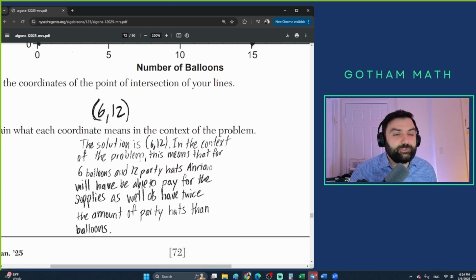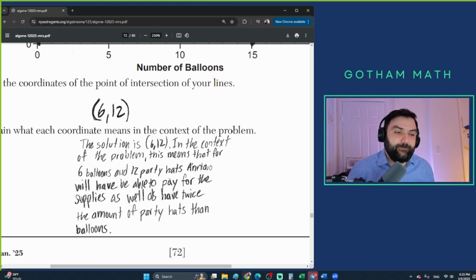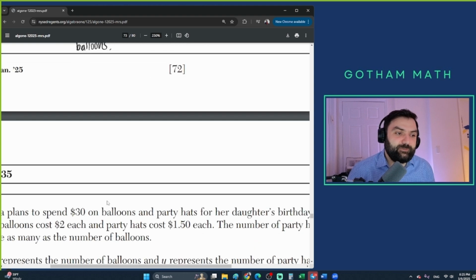Okay, let's read it. The solution is 6, 12. In the context of the problem, this means that for 6 balloons and 12 party hats, the person will be able to pay for the supplies as well as have twice the amount. Okay, so this is a little bit extra, I guess, but pretty much exactly what I said.